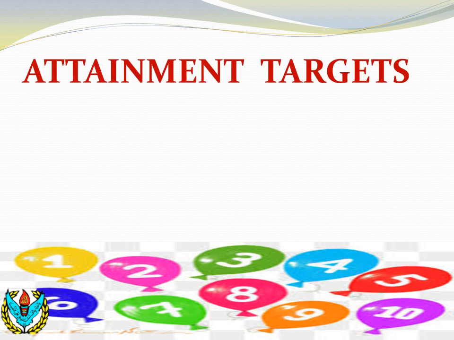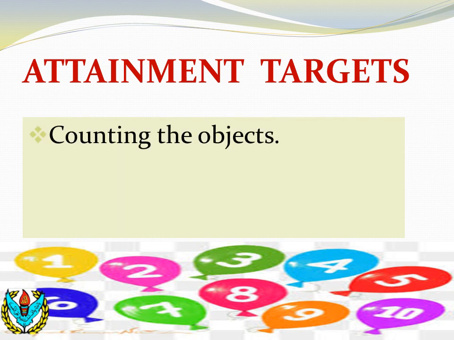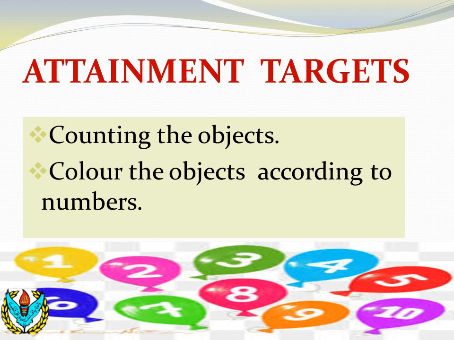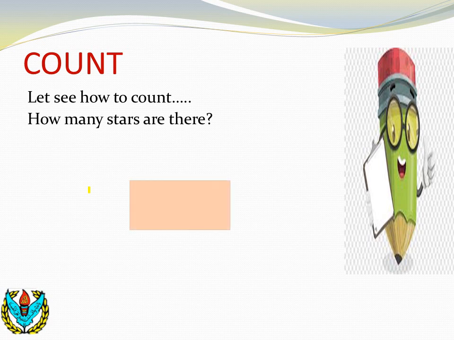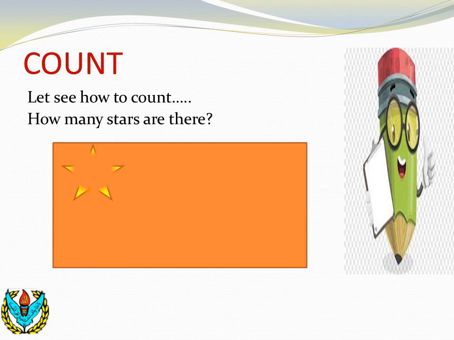The learning outcomes we will achieve from today's video are counting the objects and color the objects according to the numbers. First of all, we will learn how to count objects. Look at your screen. Here are some stars. Count with me.